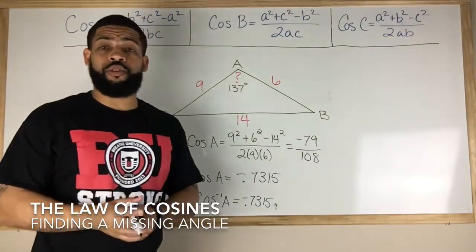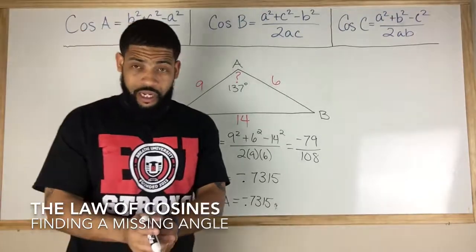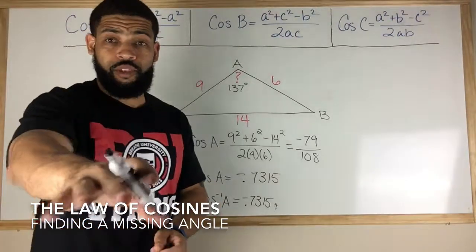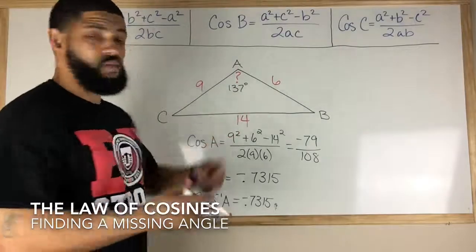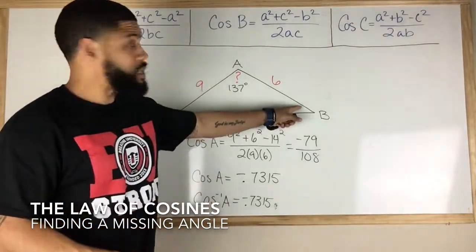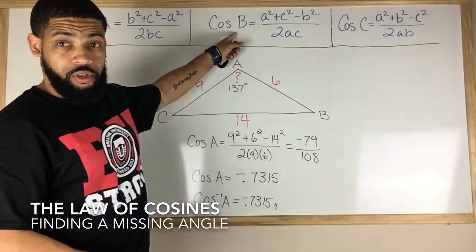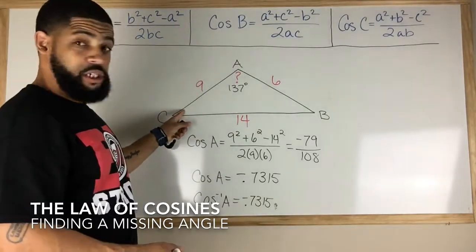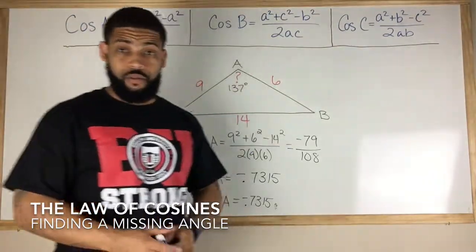And we just used a variation of the law of cosines to find an angle measure. Okay? In this case, we can find any one of these angle measures, but based upon it, if we want to find angle B, we use this particular version of the formula. If we want to find angle C, we use this particular version of the formula.